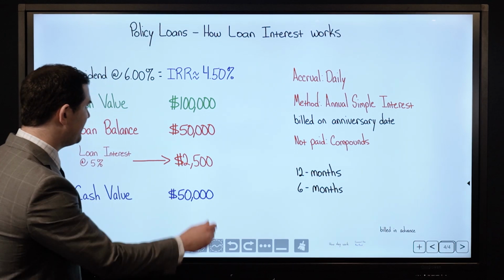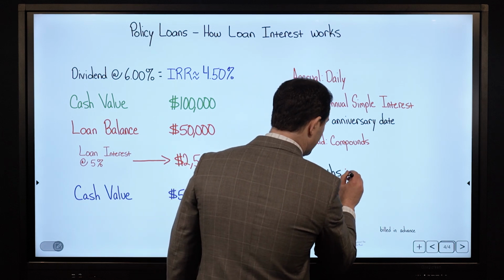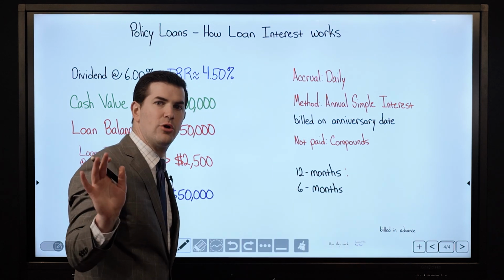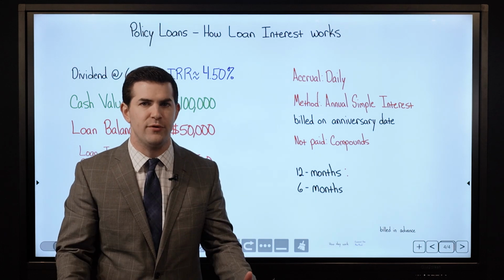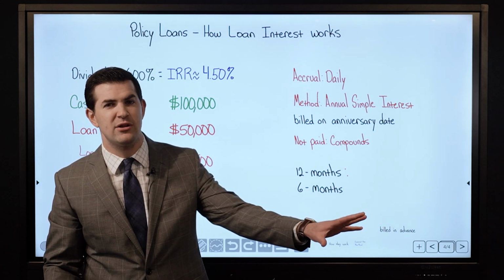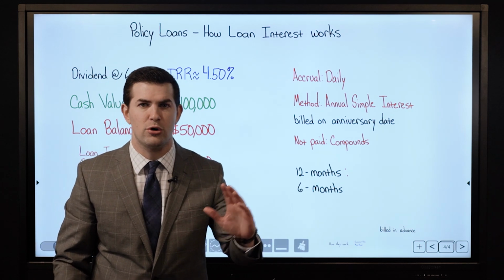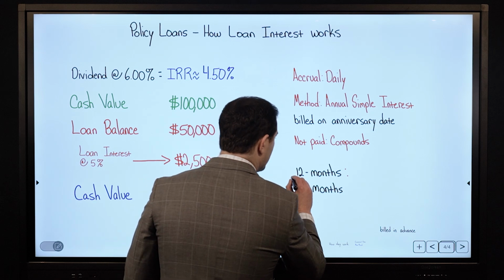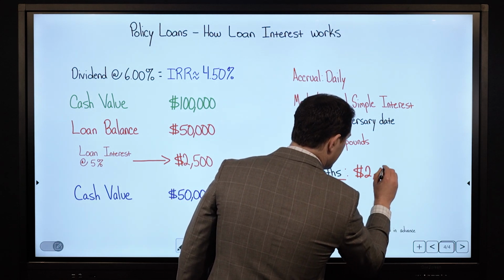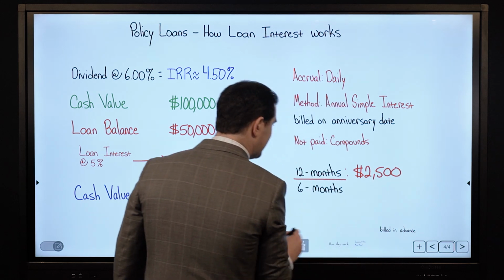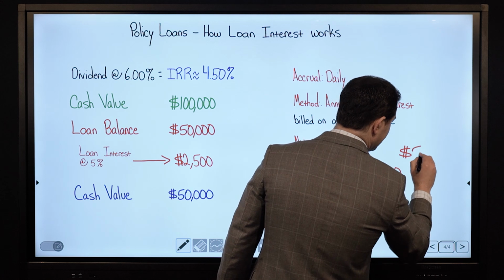You take this $50,000 loan. What happens is if you took it on day one on your anniversary date, so you've got a policy anniversary date of January 1st. You take a $50,000 loan on January 1st, January 1st of the next year, or call it December 31st, after a full 12 months, the loan interest would have accrued to $2,500. That assumes a $50,000 loan.